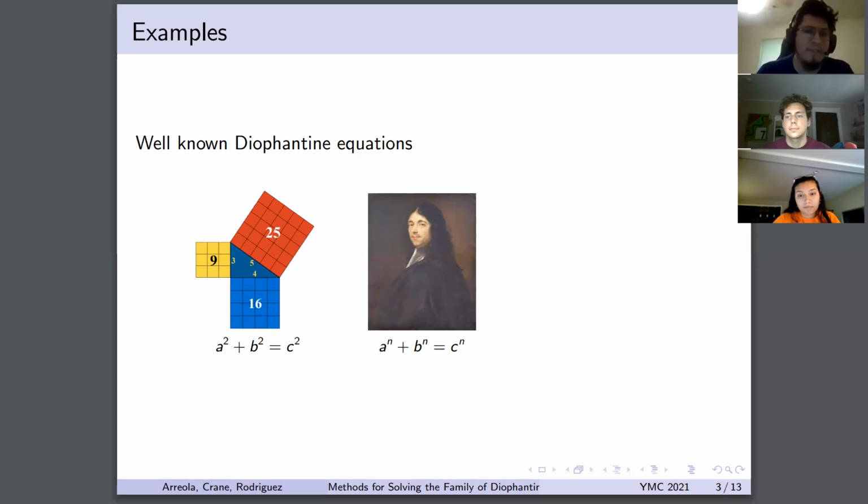Next up, we have the generalization of the Pythagorean theorem, Fermat's last theorem, which went unsolved for centuries until it was solved in 1994 by Andrew Wiles. And lastly, we have Pell's equation, which is represented by a hyperbola and whose cases have been studied since ancient times in Greece and India.